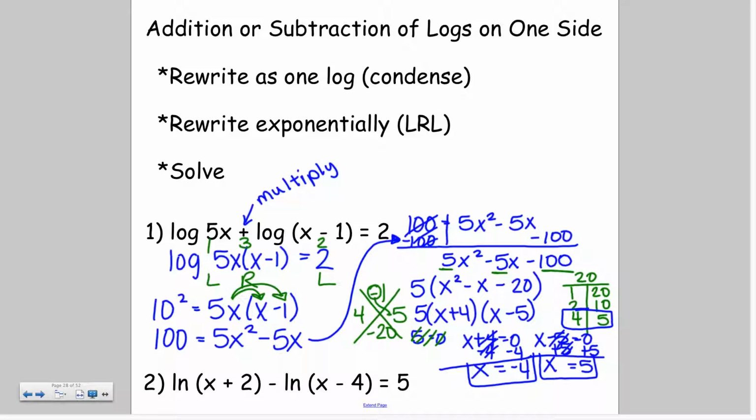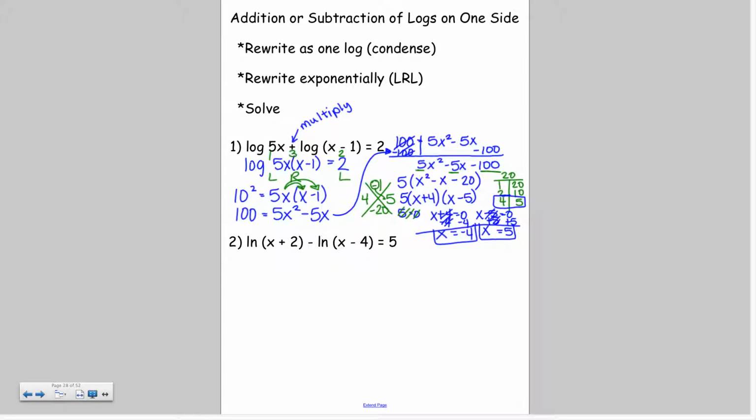All right, number 2, we're doing the same thing. The only difference is it's a natural log because it's ln. So we're still going to do the same process, but we're just going to name it with the ln. So this subtraction means that we're going to divide, okay? So if we look at that, we're going to take and do the ln, and everything that is in front goes on top. So x plus 2 on top, and then everything after the subtraction sign goes on bottom, so x minus 4 on the bottom, and it's equal to 5.